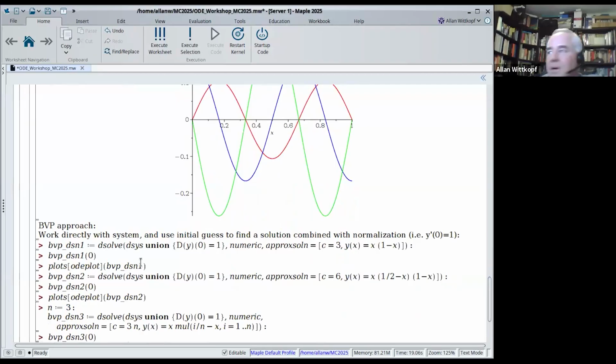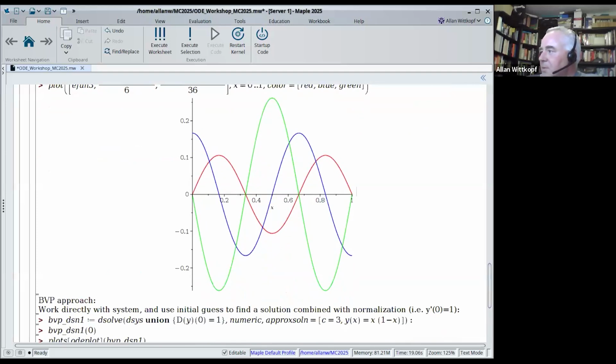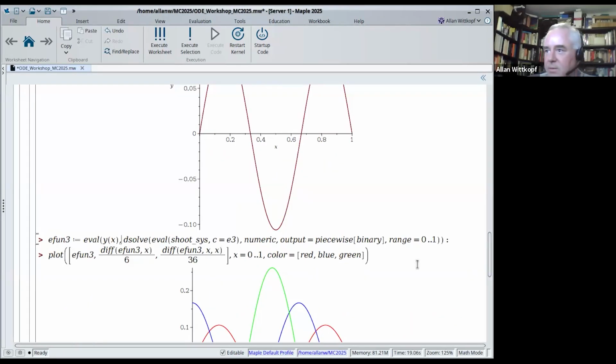Now, oh, please compare execution time. All right. Omer, do you want to take yourself off mute? Have you used piecewise binary before? Okay, so let's do.